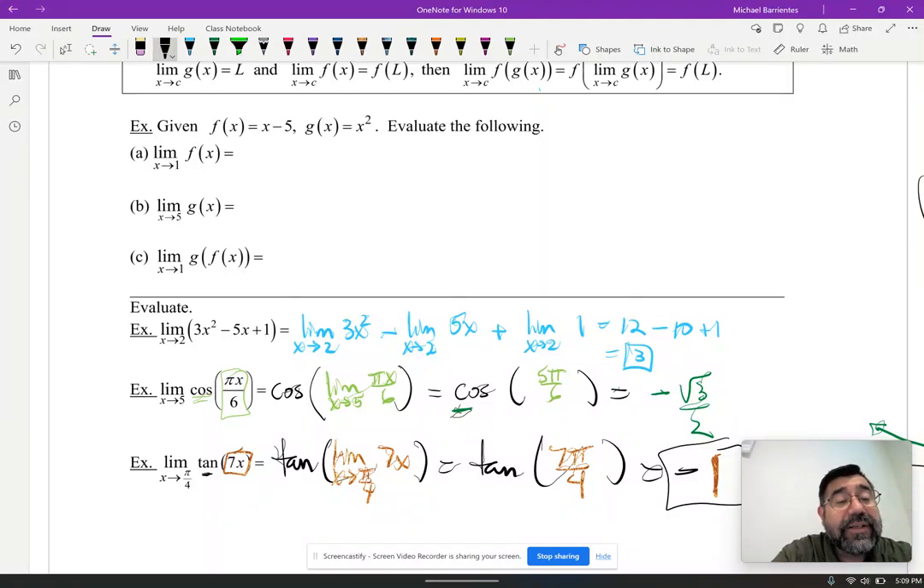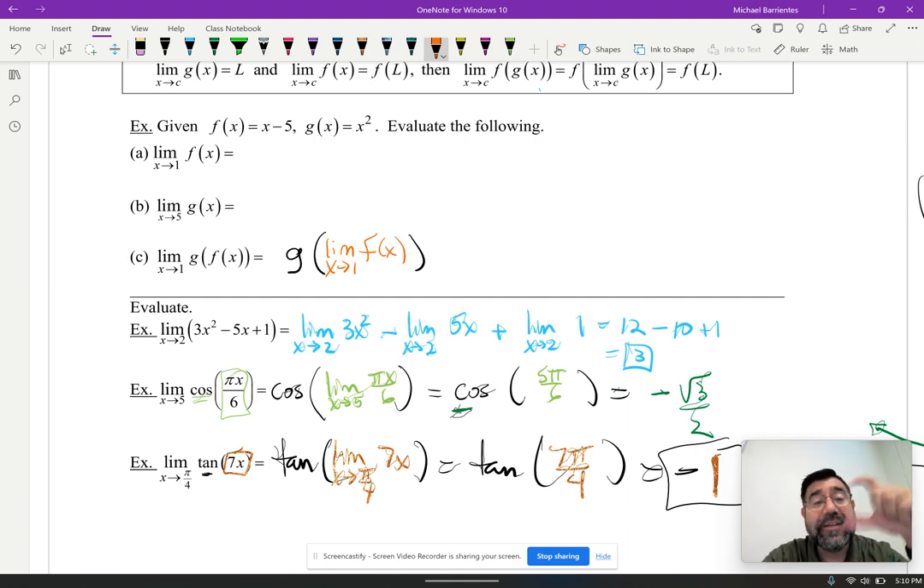All right, last one. In the original example, I want to do letter C. According to the rule, if g is continuous and I can find the limit of f of x as x approaches 1, if it exists, then I can do this composition shortcut that says find the limit of the inside function, get an answer, and then just put that answer into the outside function. So the first question is, is g continuous at x equals 1? Yes, so it's a parabola.